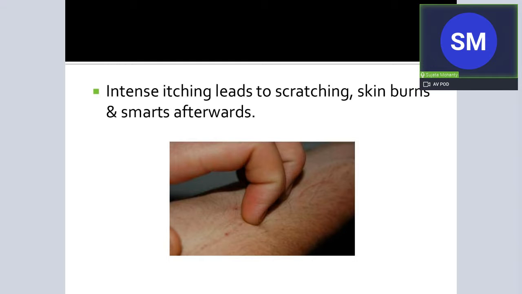And those eruptions have so much intense itching that it compels the patient to rub and scratch the skin, and after that the skin burns and smarts. So the dirty persons just don't want to bathe, and after that skin problems arise and there are skin eruptions, and those skin eruptions have intense itching that compels the patient to rub and scratch, and after that the skin burns and smarts.